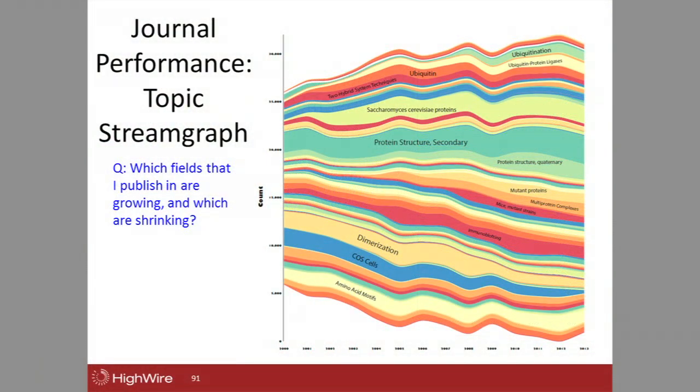Similarly, another similar visualization, but showing a very different thing, is essentially showing the ebb and flow of the topics that that particular journal was publishing in. And you could see that some topics were shrinking, some were expanding, and they could then decide, okay, how do we want to reposition the journal?